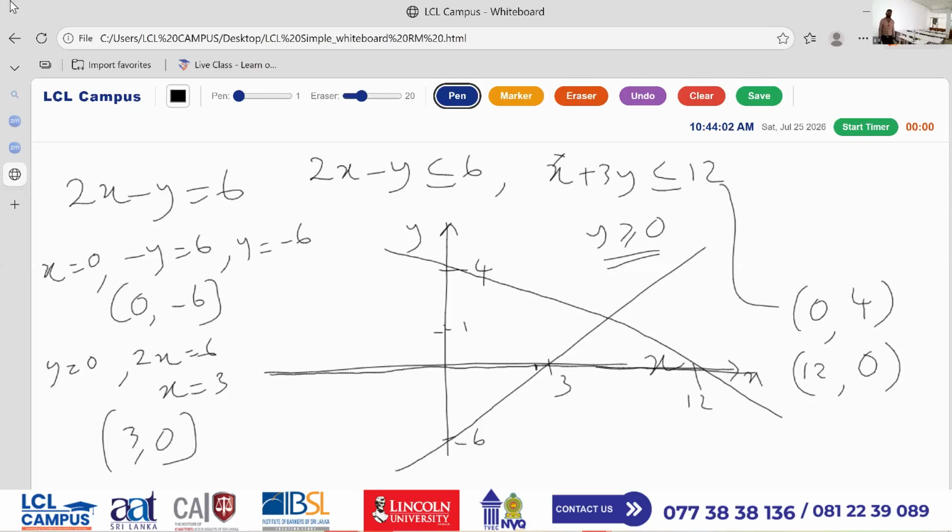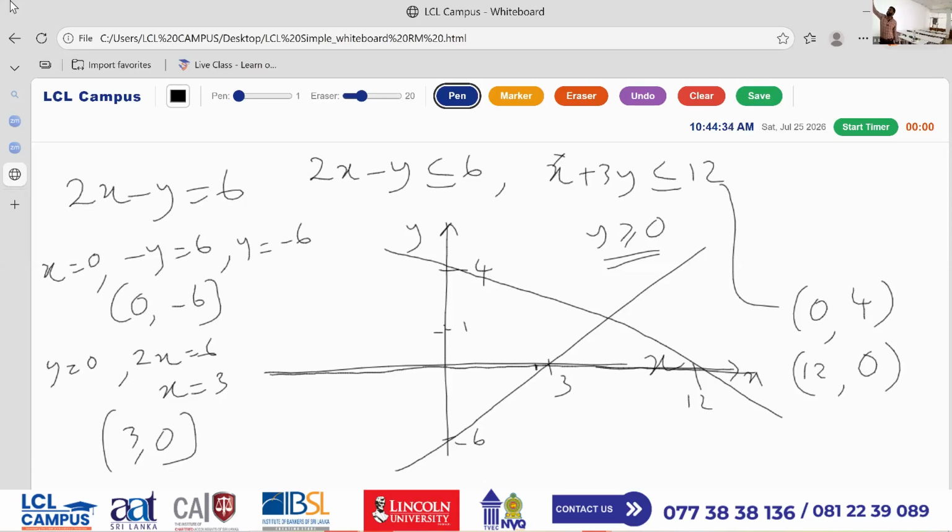Now we want to check the inequality. Now see, less than or greater than means the shaded part is either below the line or above the line. This is the line we have drawn. It may be either the downside of the line or above the line. See how to confirm that. Very easy.